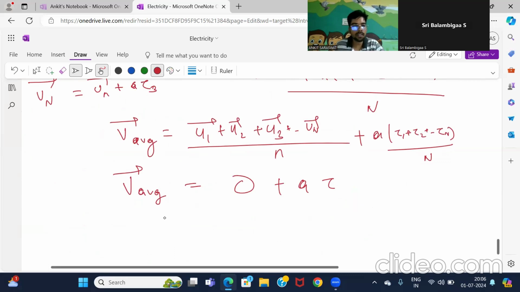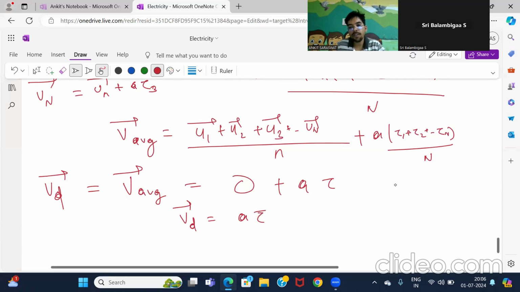So Vd, this is the average thermal velocity. This average is known as Vd, the drift velocity. This is the velocity with which electrons drift. Clear? Every electron is going with this velocity. In every successive collision, all the electrons are going with this much drift velocity. Vd is equal to a tau.